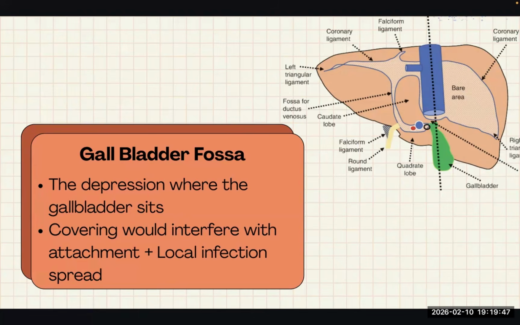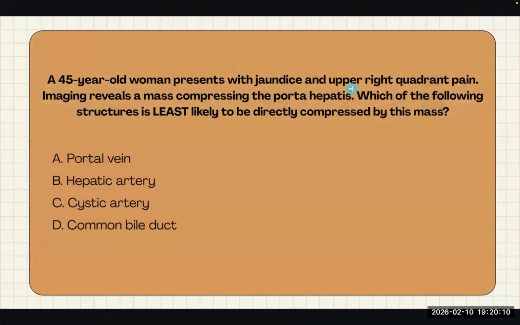The gallbladder is attached to the liver, right? So if again we have peritoneum, it's not going to be well attached. And another thing is the local infection spread. If we have an infection in the liver, in this case, it's going to go directly where? To the diaphragm, right? Okay, a fossa is just an opening. It's just a space.